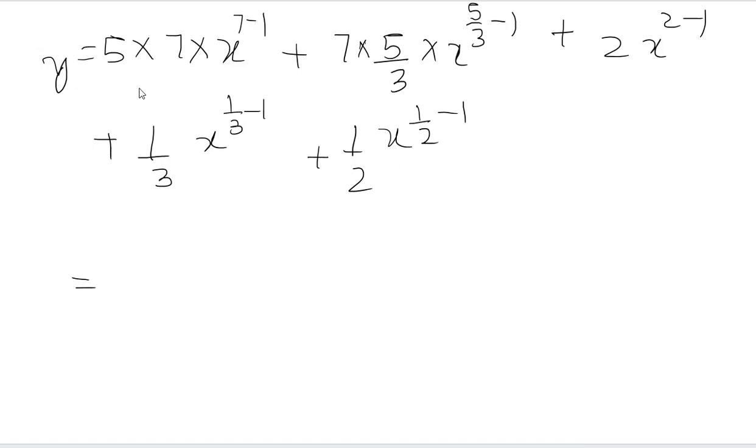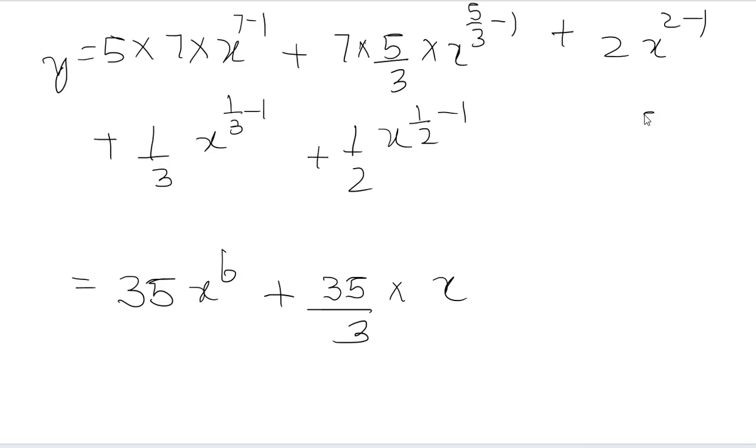So this will turn out to be 35 x raised to something. 7 into 5 upon 3 is what? 35 upon 3. 7 fives are 35. And this will turn out to be x raised to, now I'll do 5 upon 3 minus 1. I do cross multiplication. And this will turn out to be 5 upon 3 minus 3 upon 3, which is 2 upon 3.